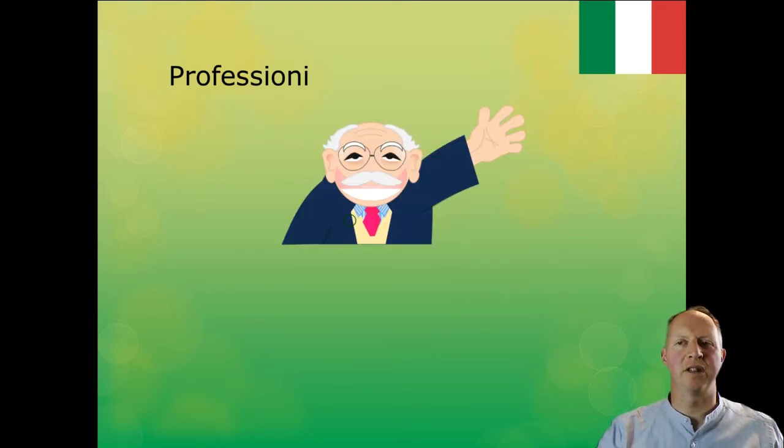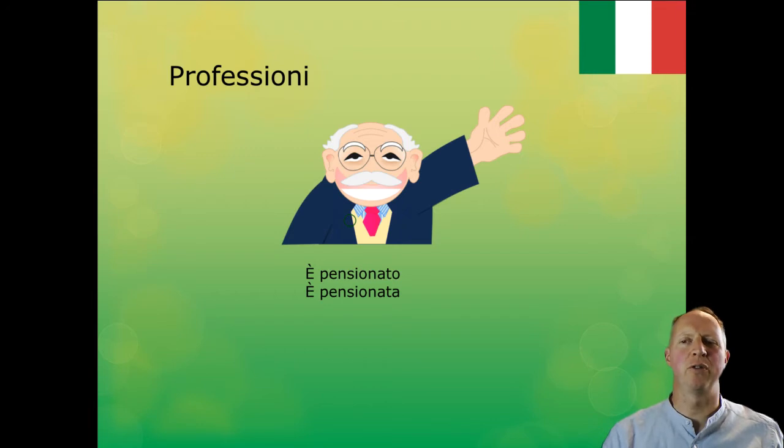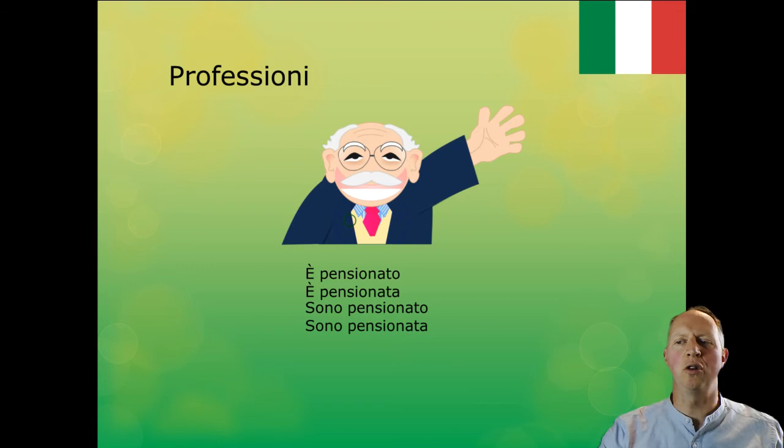Okay, if you're retired, I'm not sure that's a profession, but if you're retired, you are pensionato. And again, that's got different male and female forms. So è pensionato, he is retired, è pensionata, she is retired. So if I want to talk about myself and say I am retired, I would say sono pensionato, talking as a man, or sono pensionata, talking as a woman.